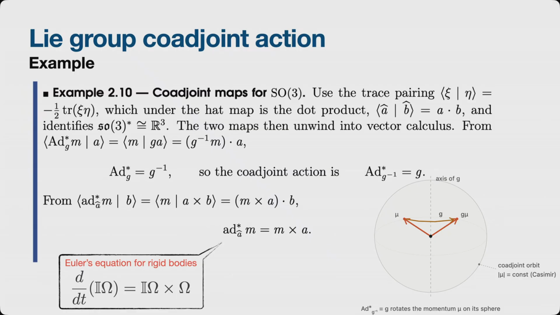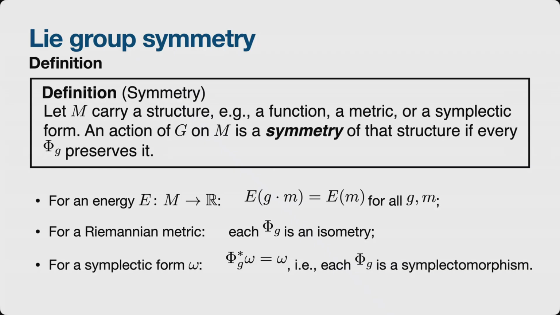So these are the actions of a Lie group. They're a little bit interesting to learn about. But what we want to take away from them is also this important concept: if I have a manifold M and it has a structure, it could be a function, for example the Hamiltonian, it could be the Lagrangian, it could be a metric that I have on that manifold because it's a Riemannian manifold, or a symplectic form because it's a symplectic manifold. Any action that I apply on M such that it does not change that structure, the structure remains invariant, that's called a symmetry of that action.